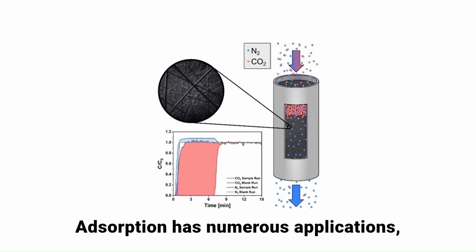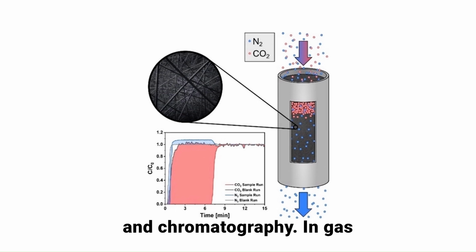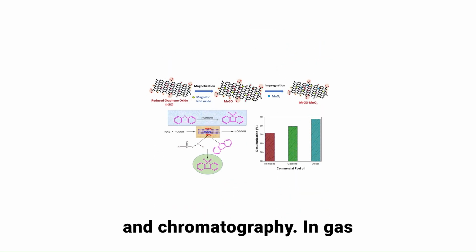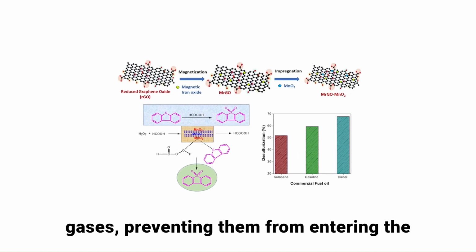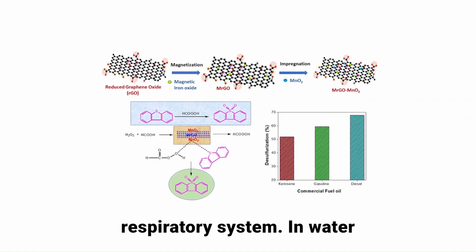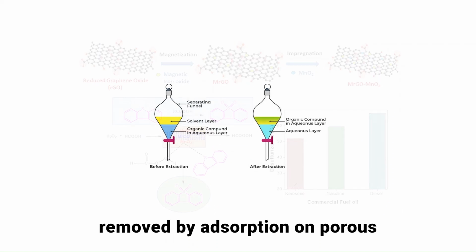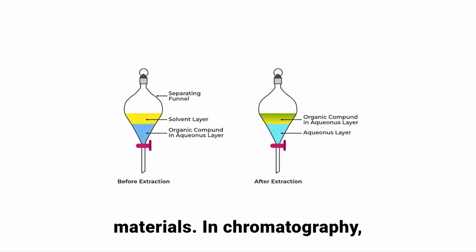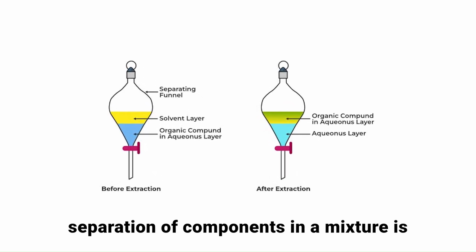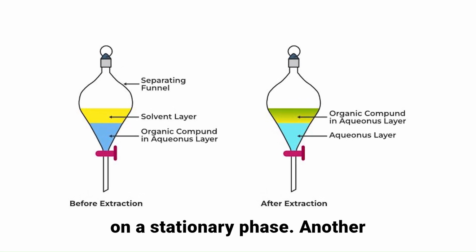Adsorption has numerous applications, such as in gas masks, water purification, and chromatography. In gas masks, activated charcoal adsorbs toxic gases, preventing them from entering the respiratory system. In water purification, harmful impurities are removed by adsorption on porous materials. In chromatography, separation of components in a mixture is achieved by their differential adsorption on a stationary phase.